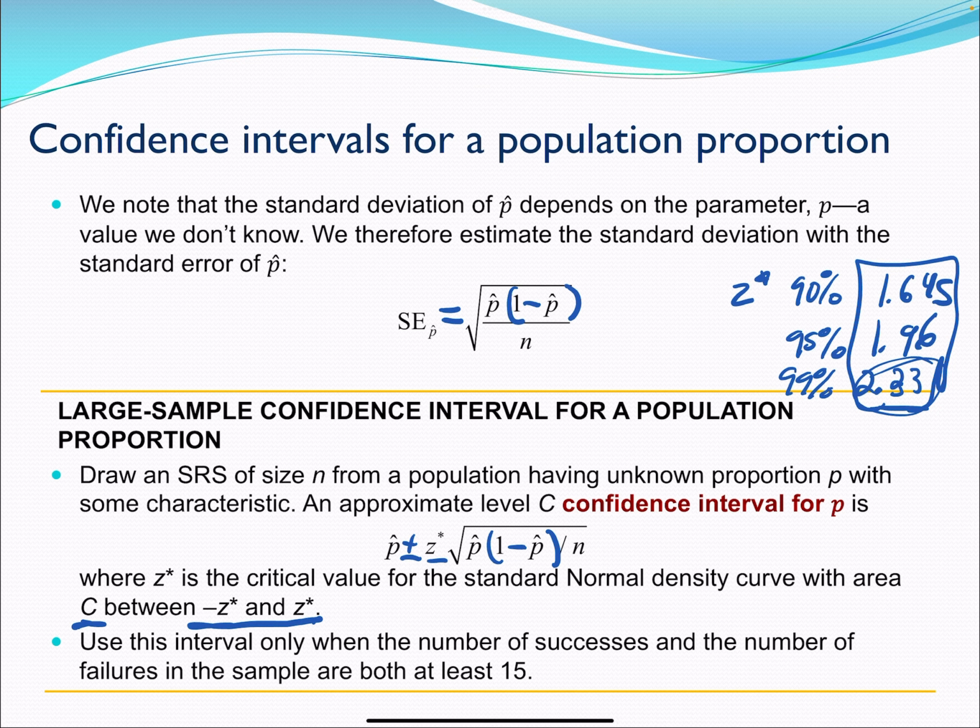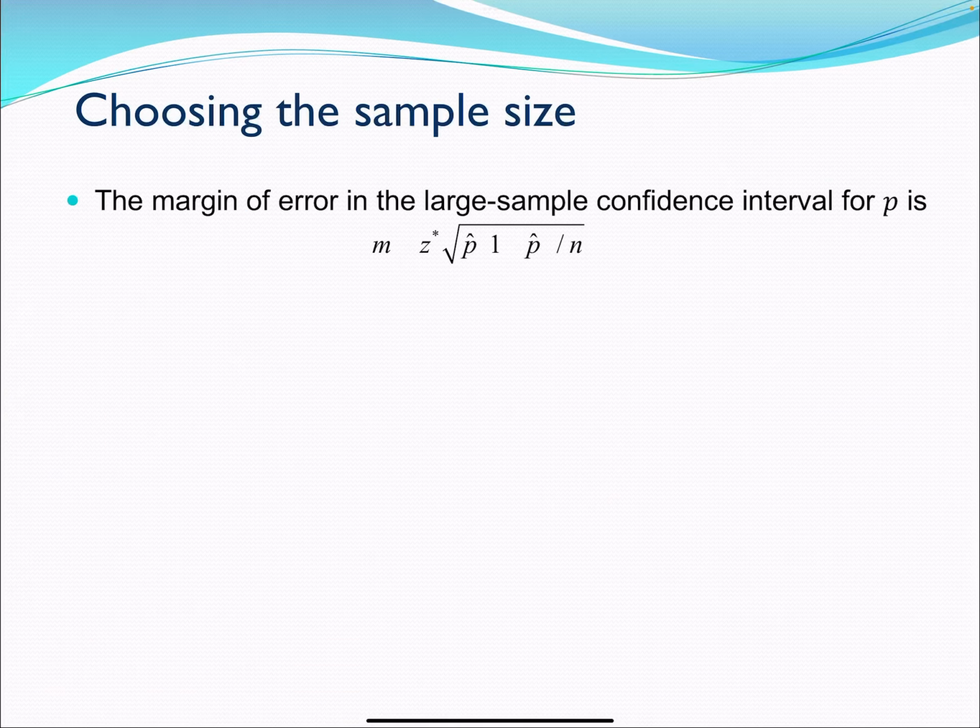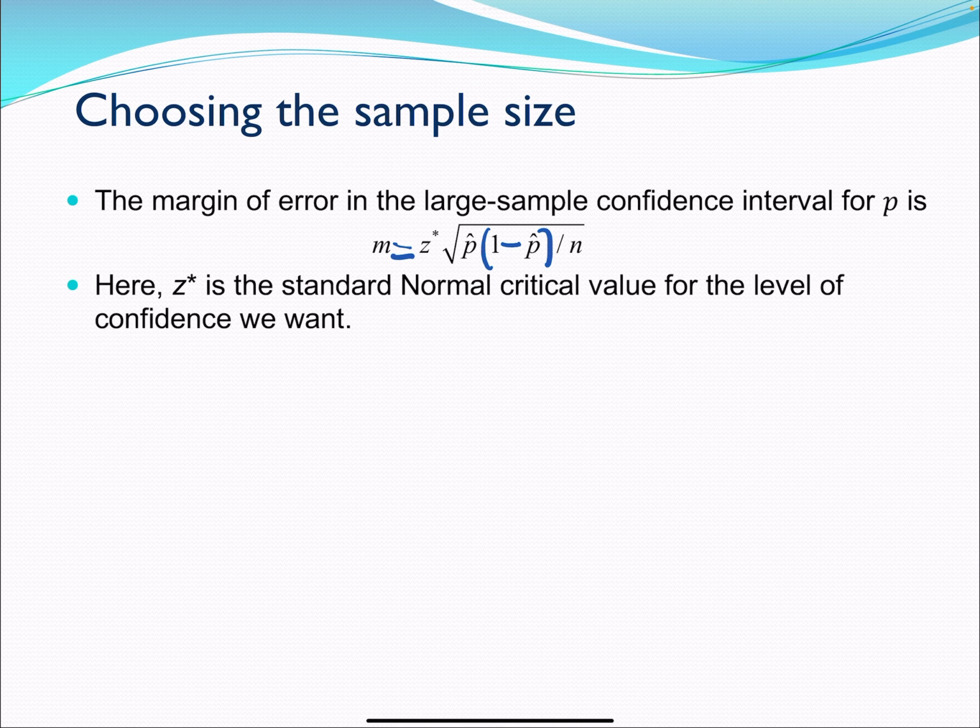So how can I choose my sample size? Well, the margin of error in the large sample confidence interval for p is z star times the square root of p hat times 1 minus p hat over n, where z star is the standard normal critical value for the level of confidence we want, right? If we want a really small margin of error, we're going to need a much bigger sample.